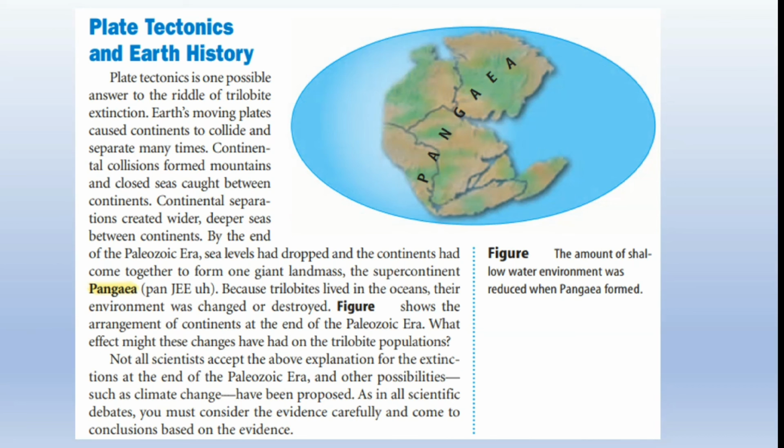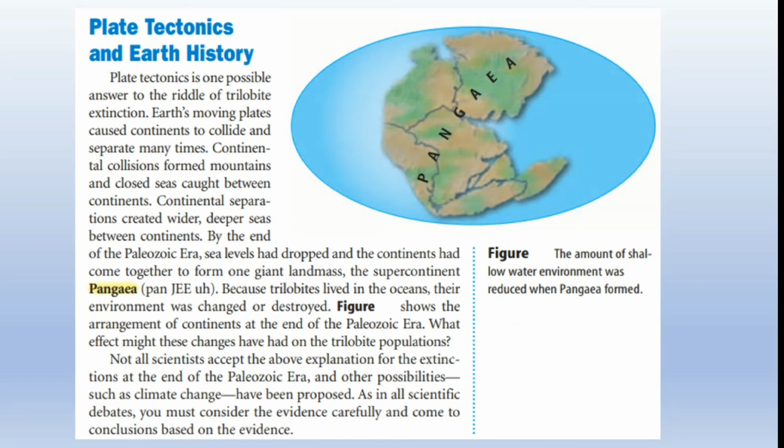Plate tectonics and Earth history. Plate tectonics is one possible answer to the riddle of trilobite extinction. Earth's moving plates cause continents to collide and separate many times. Continental collisions form mountains and closed seas caught between continents. Continental separations create wider, deeper seas between continents. By the end of the Paleozoic era, sea levels have dropped and the continents have come together to form one giant landmass, the supercontinent Pangaea.